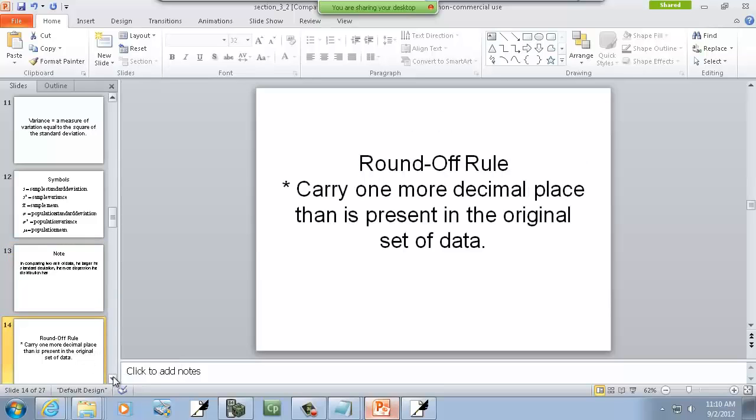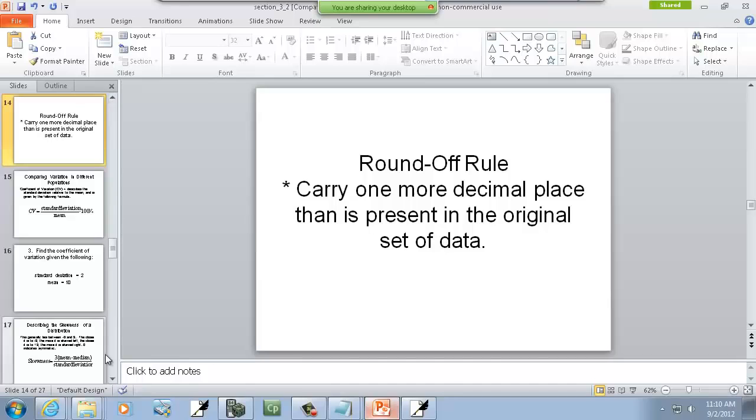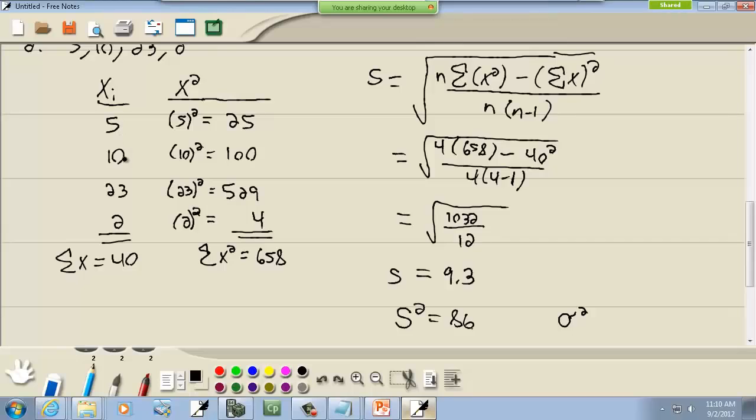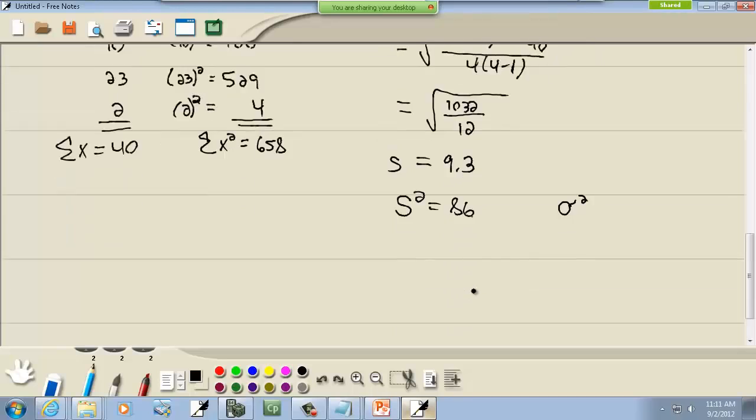Now, I left this particular PowerPoint in. Doesn't really apply to the current textbook, but I felt there should be some kind of general rule. Round-off rule: carry one more decimal place than is present in the original set of data. So over here, these didn't have any decimal places. So for my answer, I took it to one decimal place.